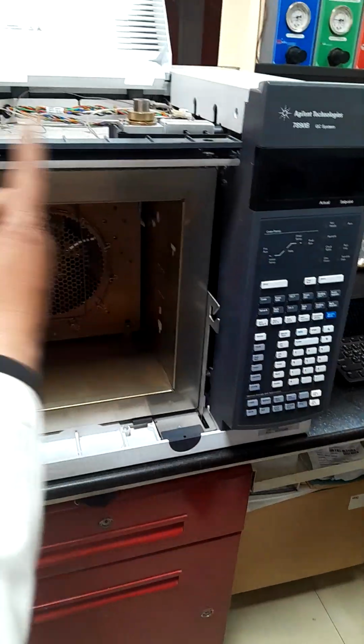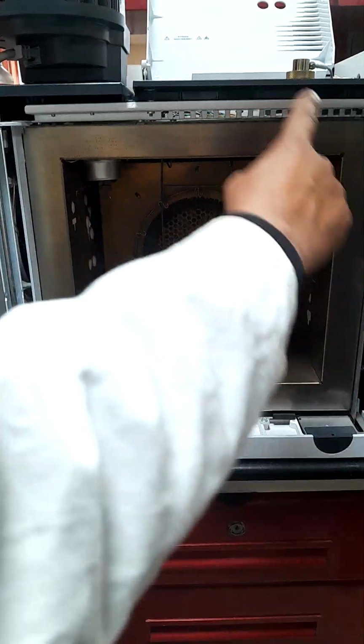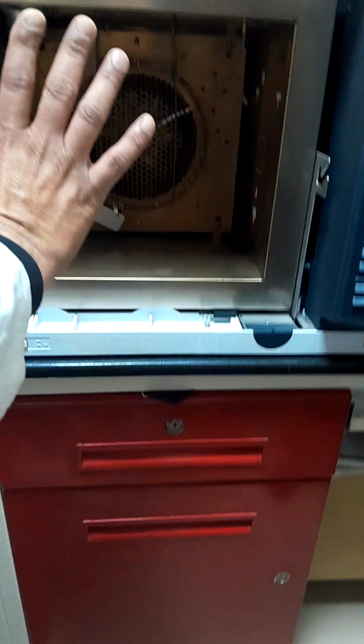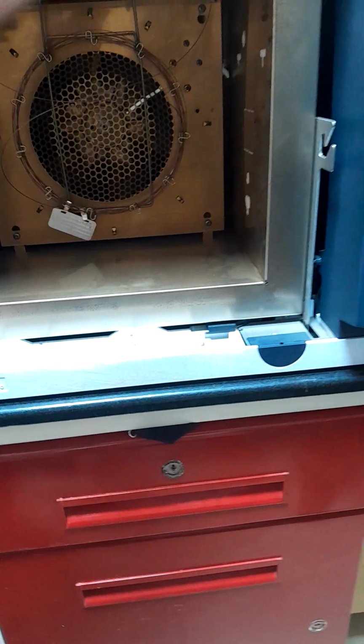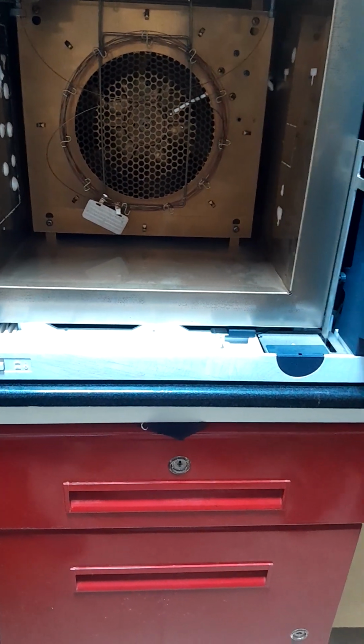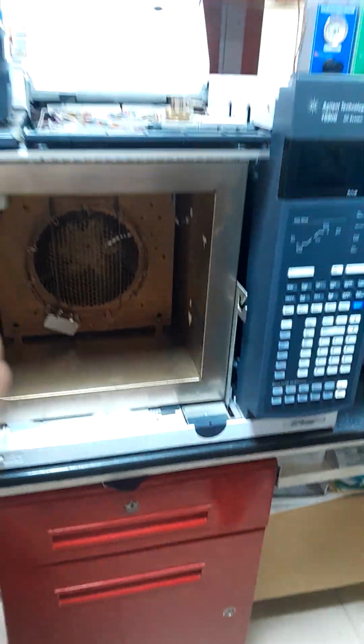This is our column, a 5 meter length of column. This chamber is known as the oven, in which the column is hung, and this hung column is used to separate different components of our sample, which runs from the inlet point to the detector point in a gaseous or vaporized mode.